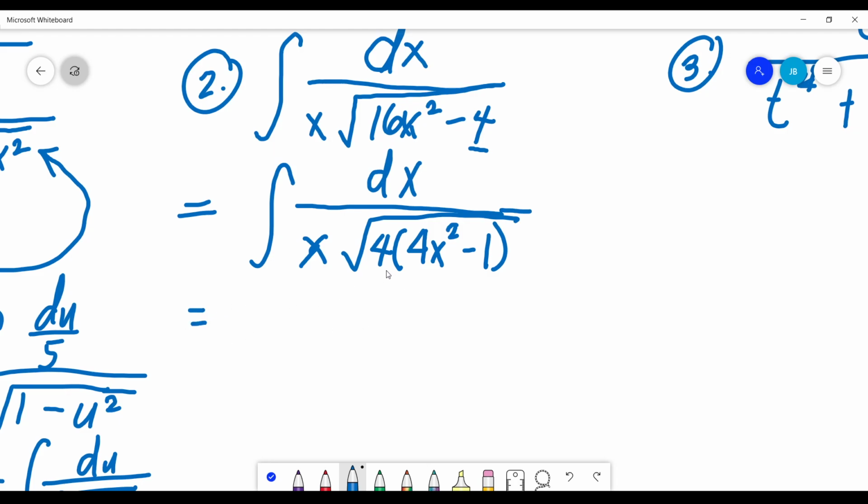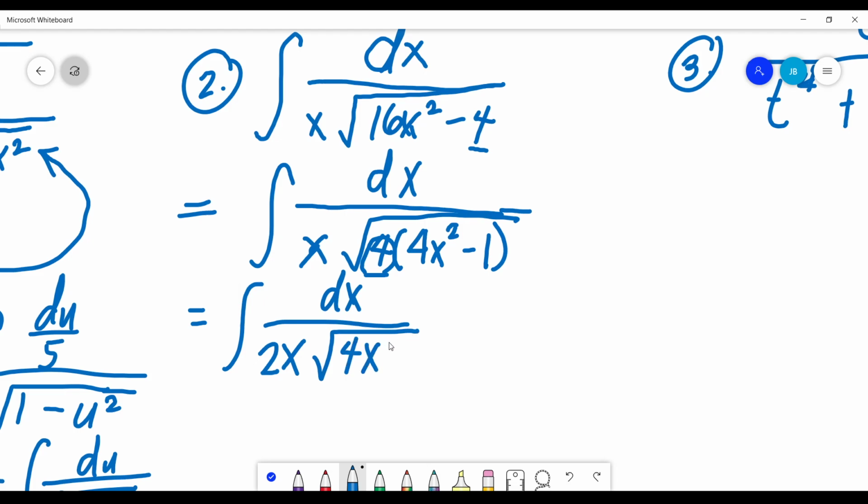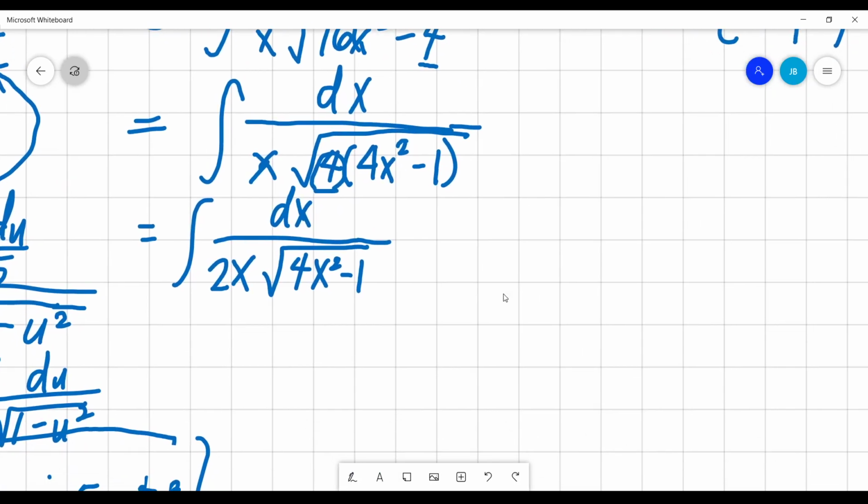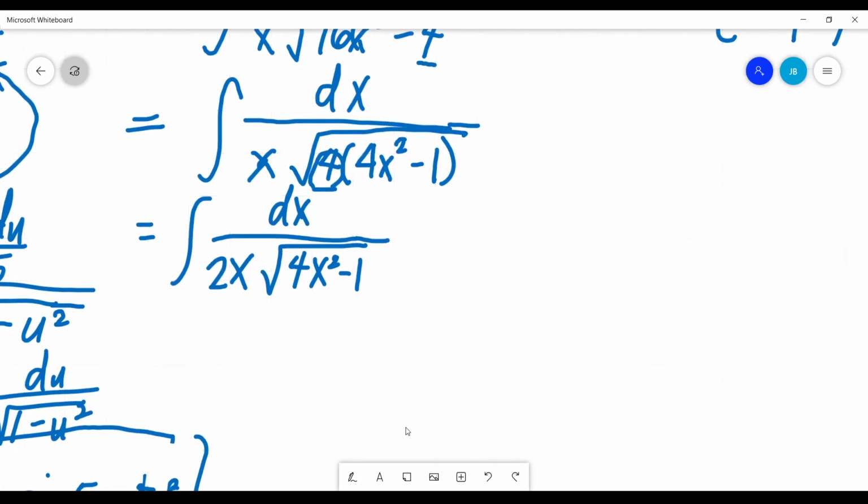So that's a simplified version of it. Also, square root of 4 is just equivalent to 2, so we can take it outside. So that would be 2x square root of 4x squared minus 1. All right. So it still cannot be integrated, right?